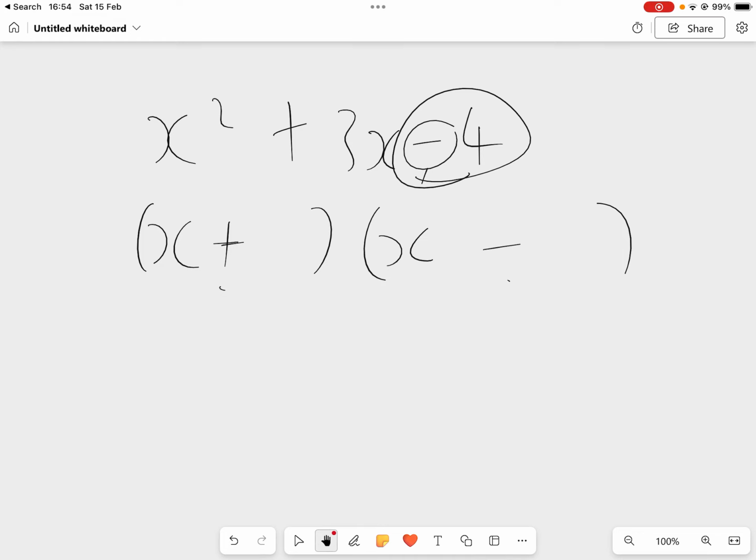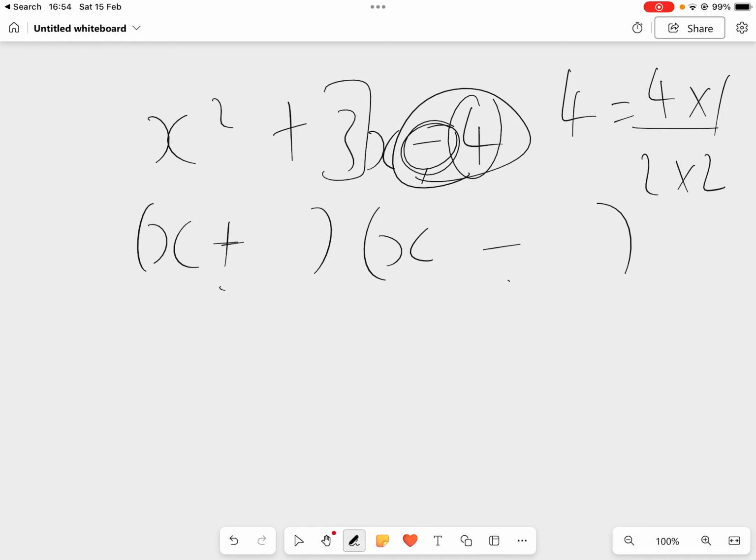Because we have two different signs, we look at this last term, 4, and ask: what are the factors of 4? You can have 4 times 1, and you can have 2 times 2. Because here you had a minus, we are going to see if we subtract these factors, can we get 3? If you have 4 minus 1, you get 3. So you're going to have a positive 4 and a minus 1, and we have factorized that.